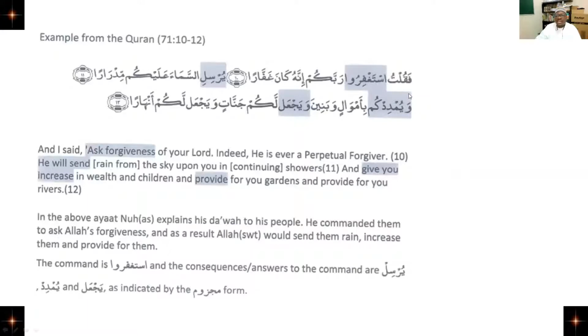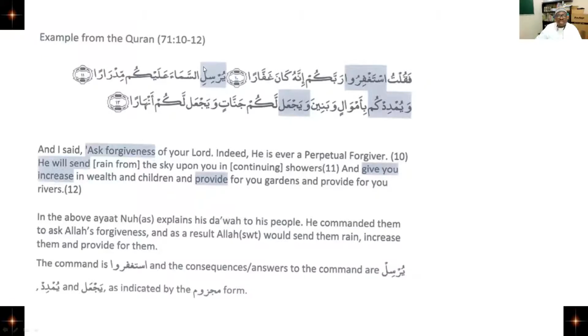These are some of the examples. Allah subhanahu wa ta'ala tells us, فَقُلْتُ اسْتَغْفِرُوا رَبَّكُمْ. That is Nabi Nuh when he was telling his people, istaghfiru, this is a command. And I said, istaghfiru rabbakum, ask for forgiveness from your Lord. Innahu kana ghaffara, for he is oft forgiving.